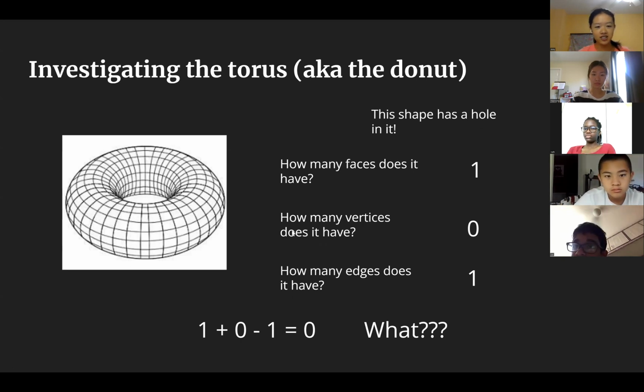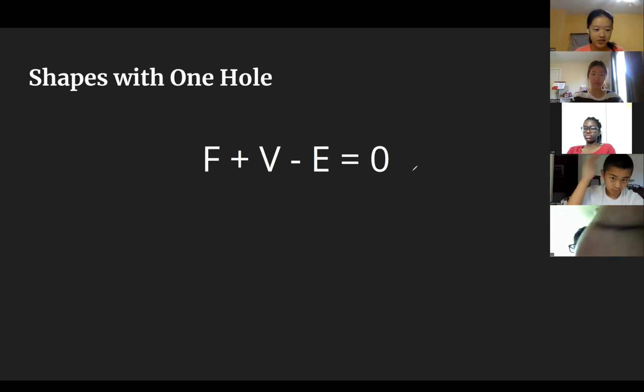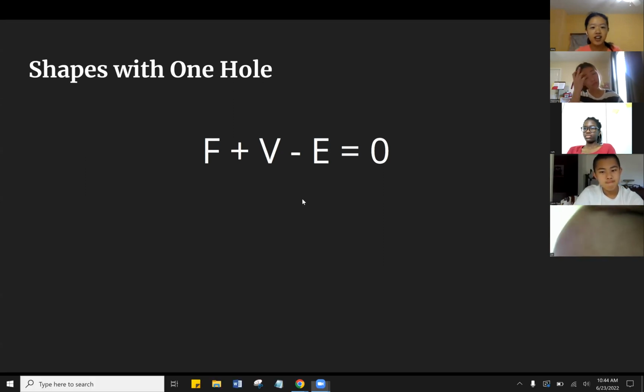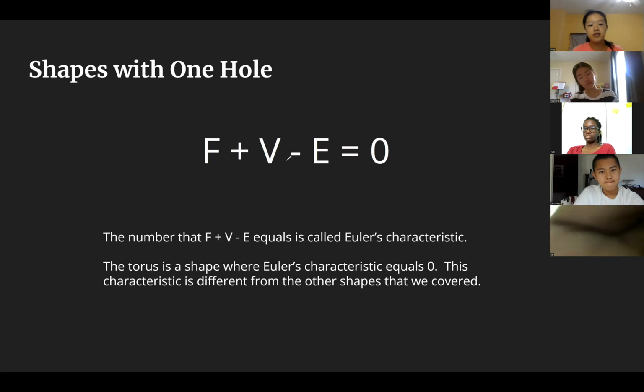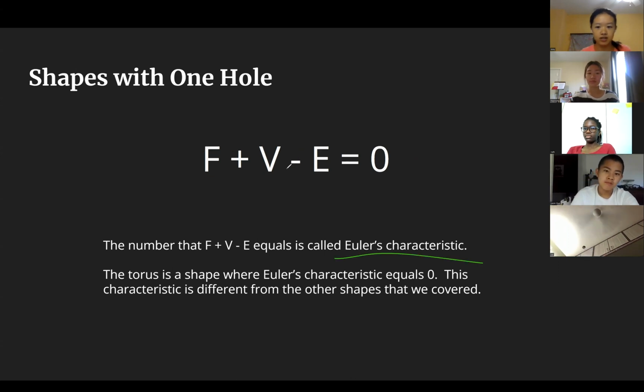So that leads us into something interesting. If a 3D shape has a hole in it, like a torus, then instead of equaling 2 here, it's going to equal 0. This thing you do where you add up the number of faces and vertices and subtract the number of edges, that's called Euler's characteristic.